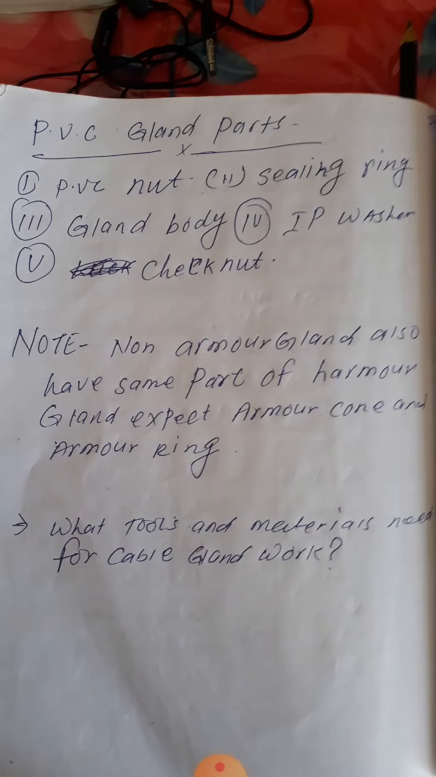and the PVC gland parts. PVC gland parts I already explained. PVC nut and sealing ring and gland body, IP washer and check nut. There are 4 types of this.